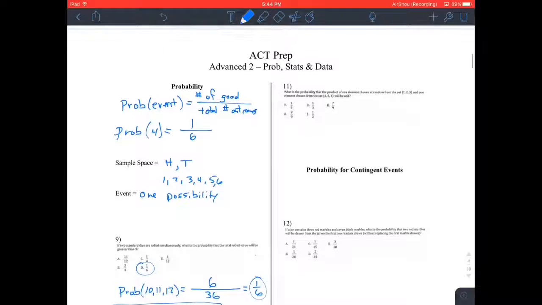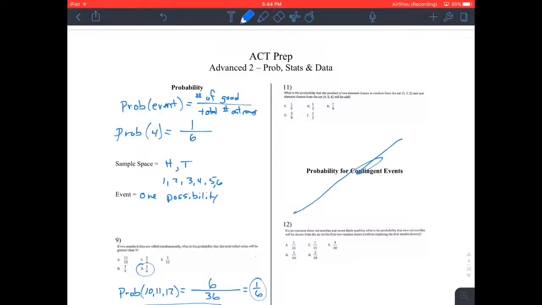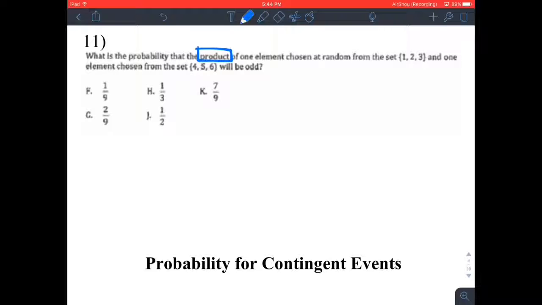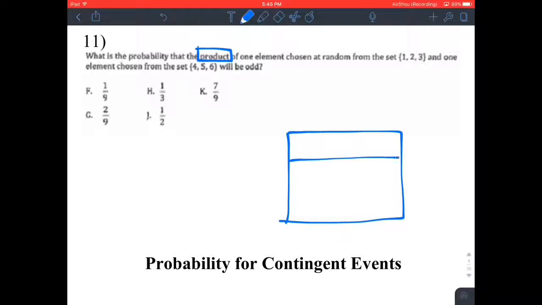All right, number 11. What is the probability that the product of one element chosen at random from the set 1, 2, 3 and one element chosen from the set 4, 5, 6 will be odd? The product of those. Well, I need to first figure out what my sample space is. So I'm going to just make a little table. Got the one set across the top, the other set on the left here. I'm going to find each of these products.